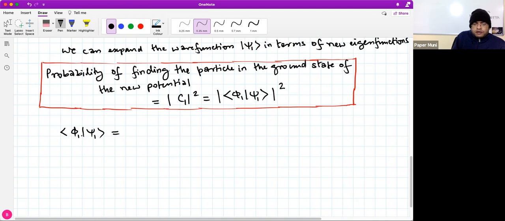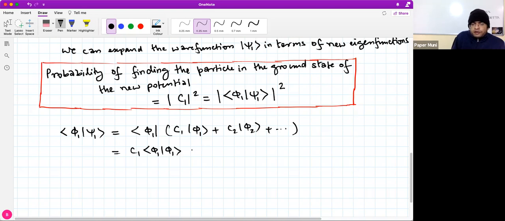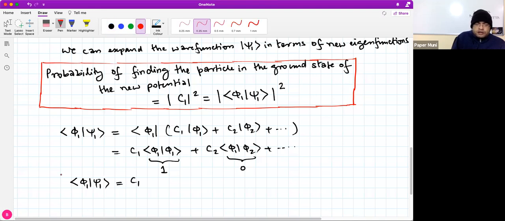When you do an inner product of phi 1 and psi 1, you take this phi 1 and place C1 phi 1 plus C2 phi 2. The first term is C1 phi 1 with inner product with phi 1, and then we have C2 times phi 1 inner product with phi 2. It goes on like this, with cross terms. This inner product is equal to 1 and this is 0, and all the further terms will be 0. So phi 1 inner product with psi 1 is equal to C1.